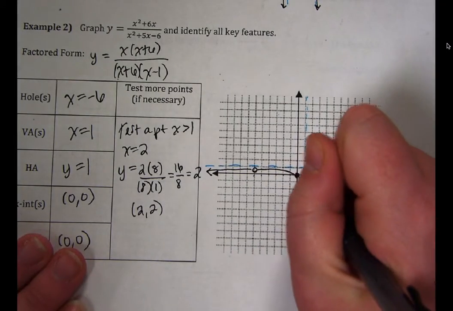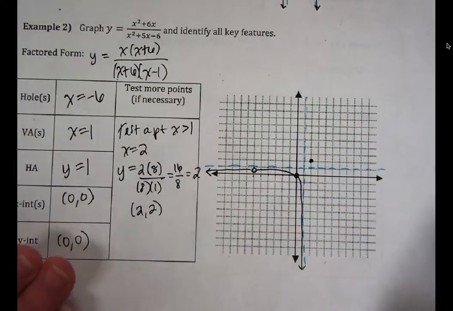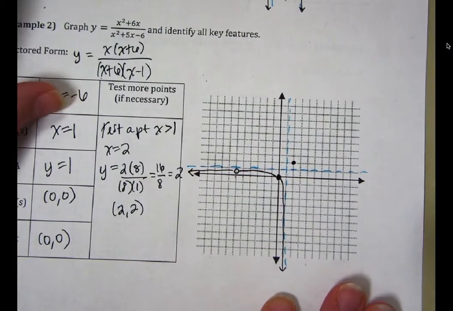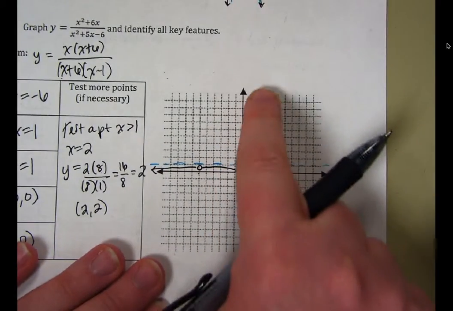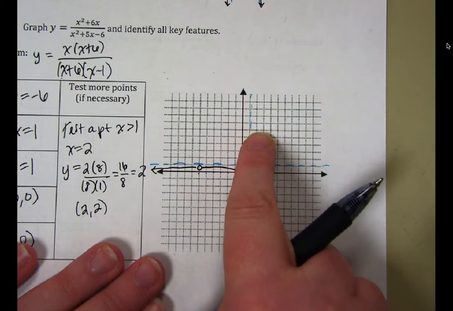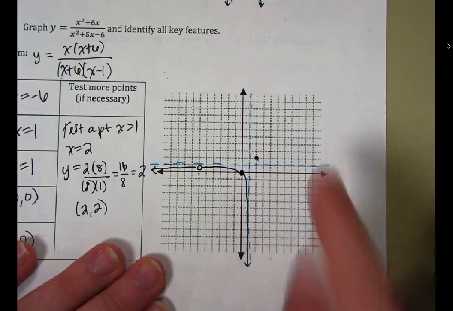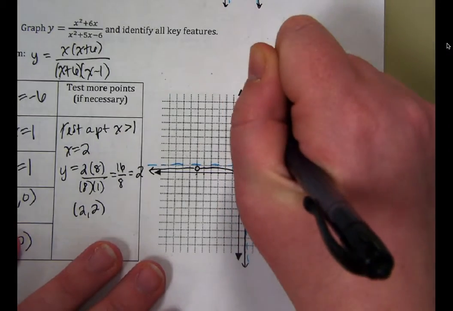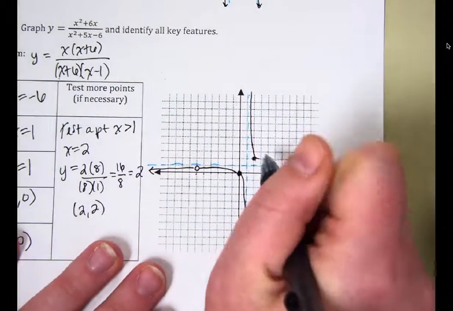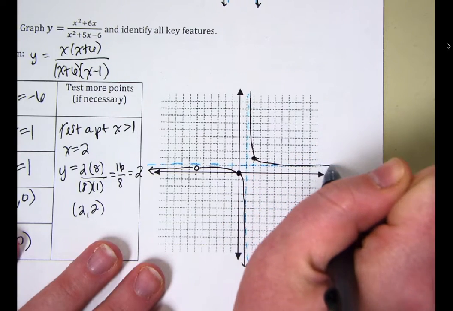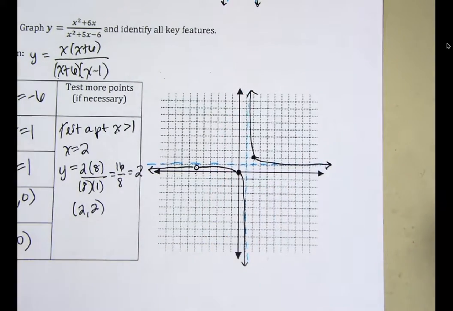So we're going to go over 2, up 2. And that one point tells us enough information that we know our graph is going to come down along this vertical asymptote, pass through 2, 2, and then curve along our horizontal asymptote. Okay, that's it.